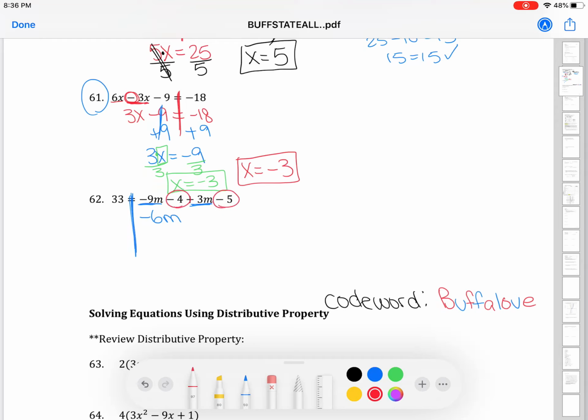Okay, so -6m plus 3m is a -6m. Then if you notice, I also have a -4 and a -5. I can combine those as well because, again, they're on the same side of the equal sign.